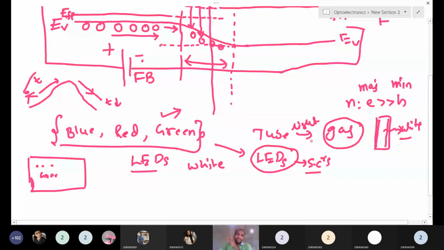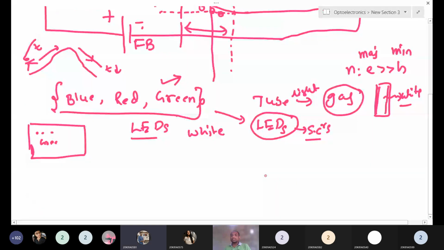So it mainly depends on the material. It mainly depends on what material we choose to fabricate the LED. Suppose you want blue color. What is the wavelength of blue color? Lambda, the wavelength of the blue color. What is the wavelength? Around 400 or 430 nanometers.